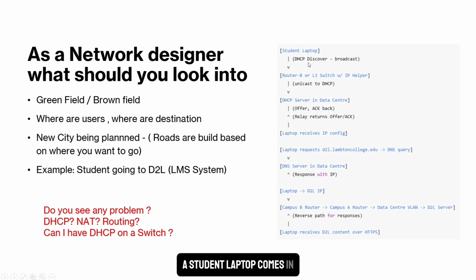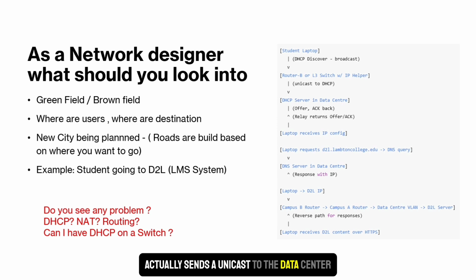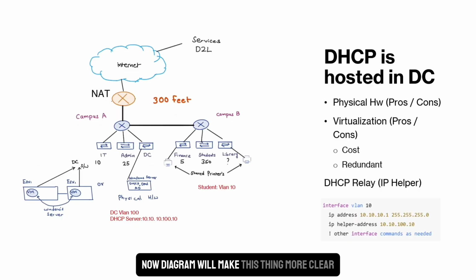A student laptop comes in, it sends a DHCP discover. The router or the layer 3 switch in this case, which is most common, uses an IP helper, which I'll show you, and actually sends a unicast to the data center and then basically gets an offer back. The laptop receives that IP config and then you're up and running and you can go from there. Now, a diagram will make this more clear.